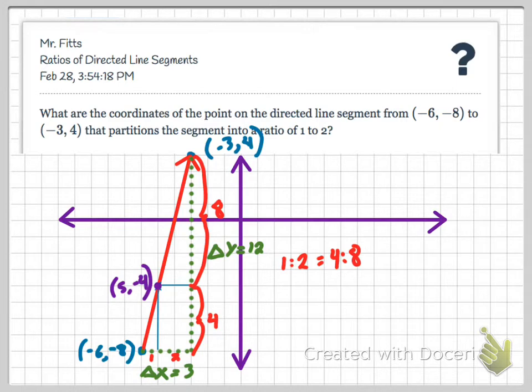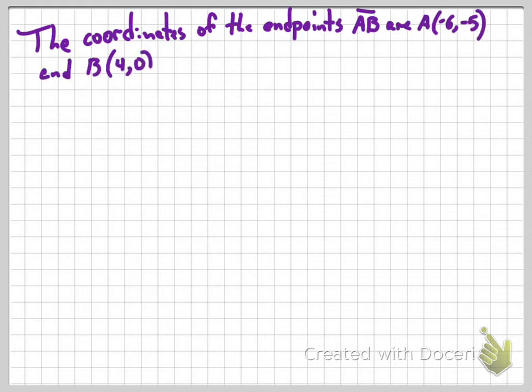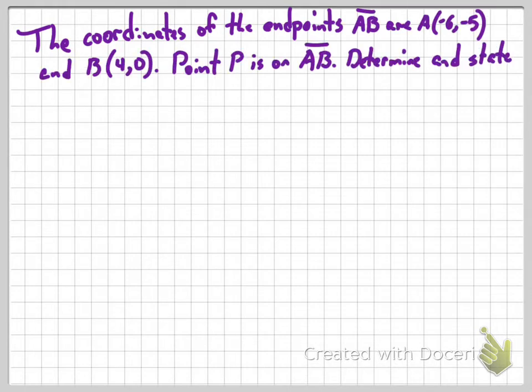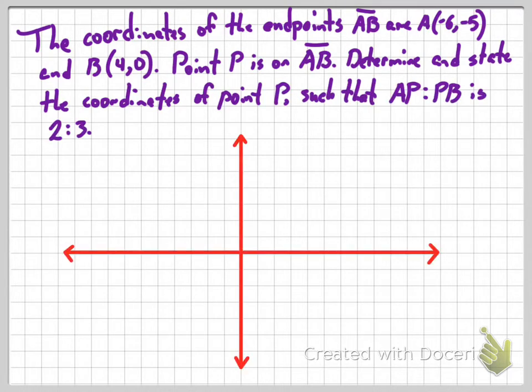So let's look at another example, and this is on the handout that we gave out in class. This problem, I think it was number 2. The coordinates of the endpoints A, B are A (-6, -5) and B (4, 0). Point P is on AB. Determine and state the coordinates of point P such that AP to PB is 2 to 3. And again, this is just like the directed line segment problem. They're just telling us that P is going to be somewhere along this line segment, where AP to PB is going to be in a ratio of 2 to 3.